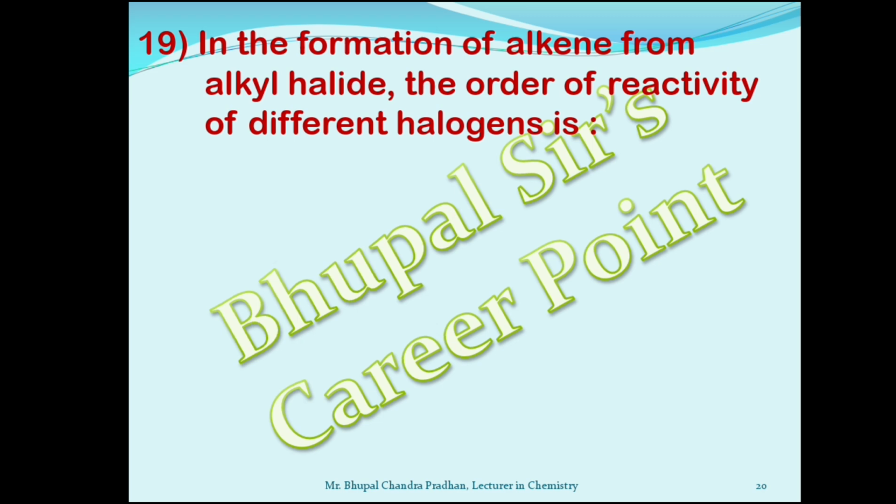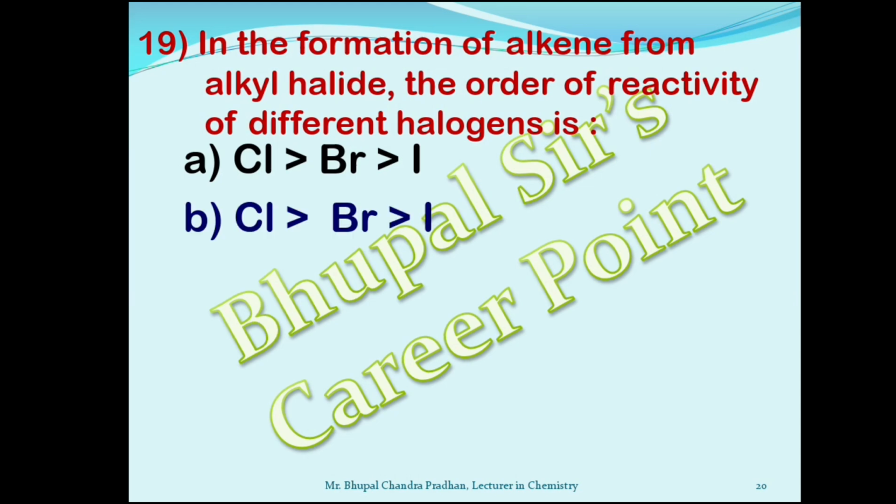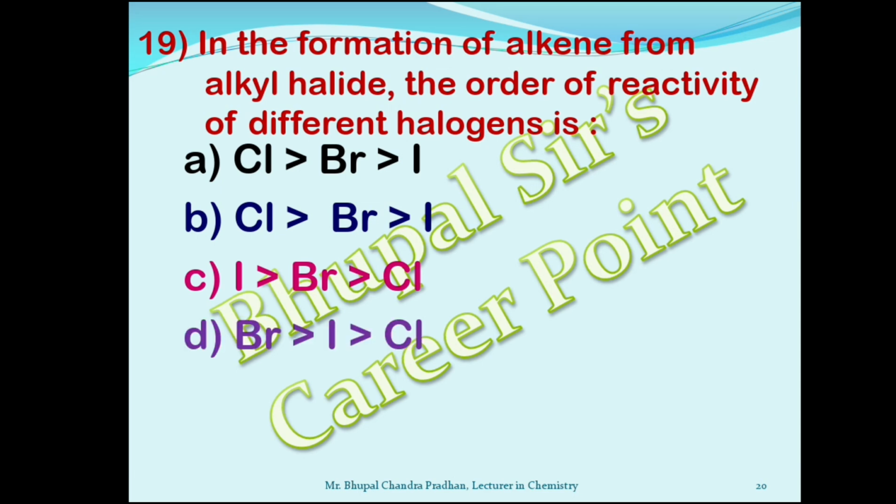In the formation of alkene from alkyl halide, the order of reactivity of different halogens is: Option A, chlorine is greater than bromine is greater than iodine. Option B, chlorine is greater than bromine is greater than iodine. Option C, iodine is greater than bromine is greater than chlorine. And option D, bromine is greater than iodine is greater than chlorine.